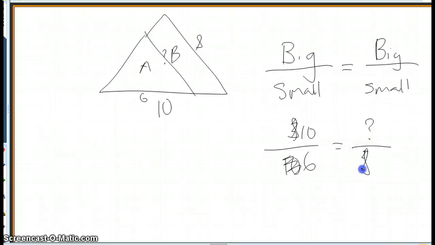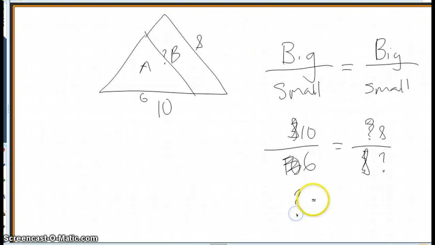Eight's big. Is that better? Yeah. Big divided by small equals big divided by small. Jordan, is that right? Yeah. Okay, so now I've got an equation. Now I've got an equation with one unknown in it.